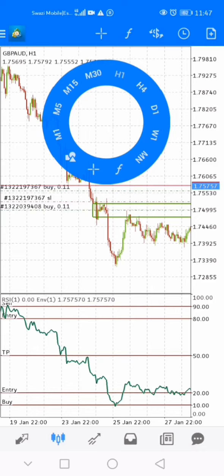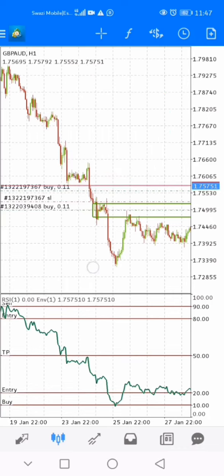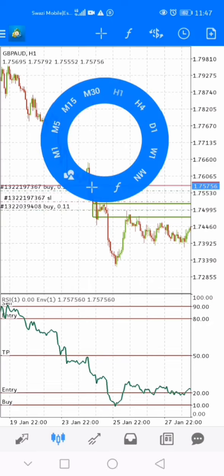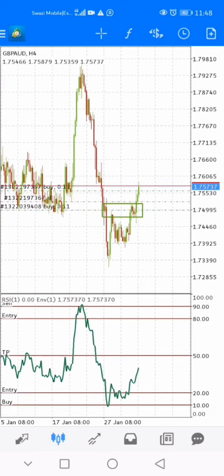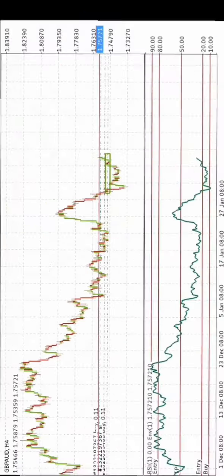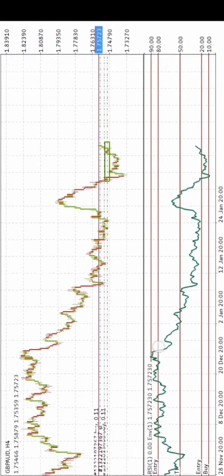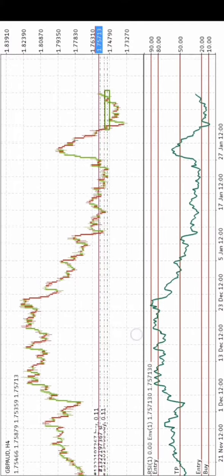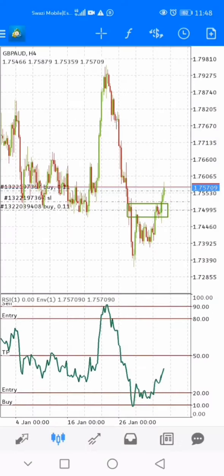You go to the 4-hour time frame, and it's good to also find that price has touched the 10 line level even on the 4-hour time frame. So you go to the 4-hour time frame and you do the same thing. You find that price has touched the 10 line level. Okay, you are sure that price has touched the 10 line level. What you are looking for now is buy entries.